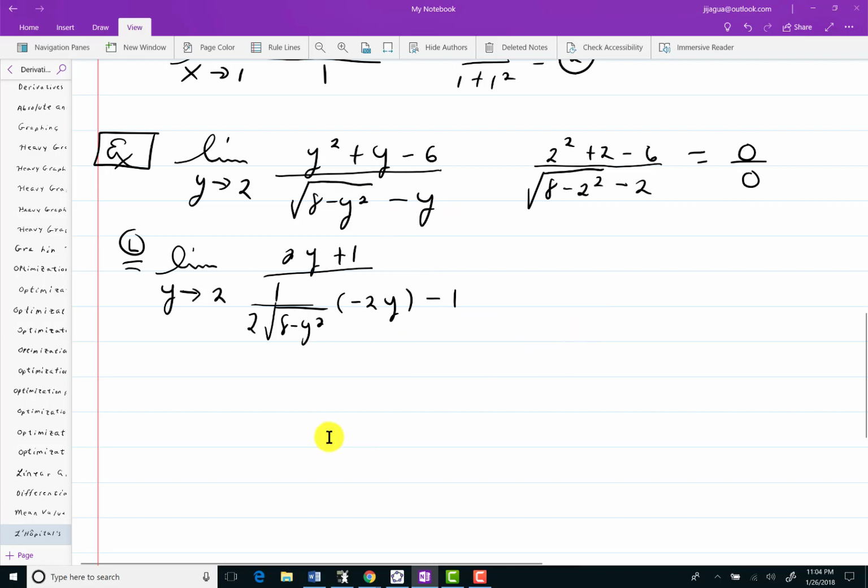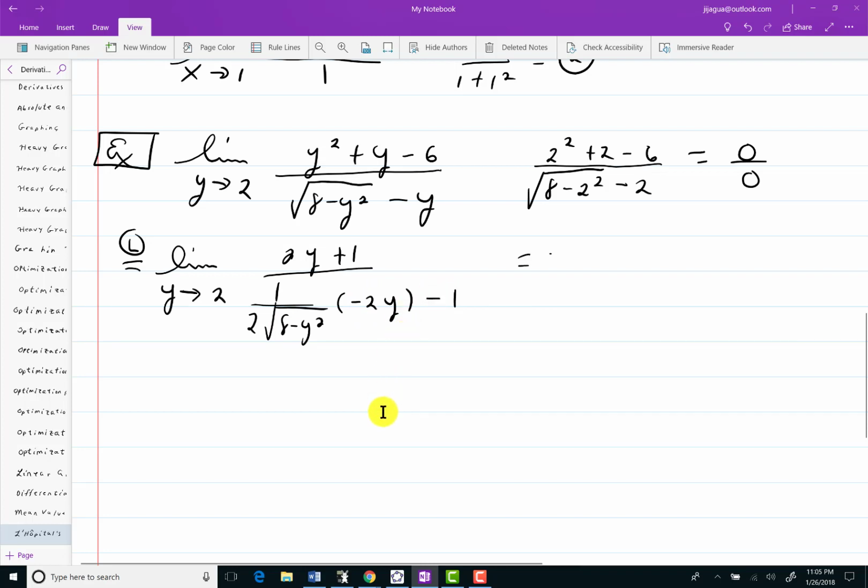Now, after doing this, I don't want to do anything else. I just want to see if I can plug the 2 in. If I plug the 2 in up here, I'll get a 5. If I plug the 2 in down here, that'll be a 4, and that'll be a negative 4. Those will cancel, but I will not get 0 over 0. So let's just plug them in right now.